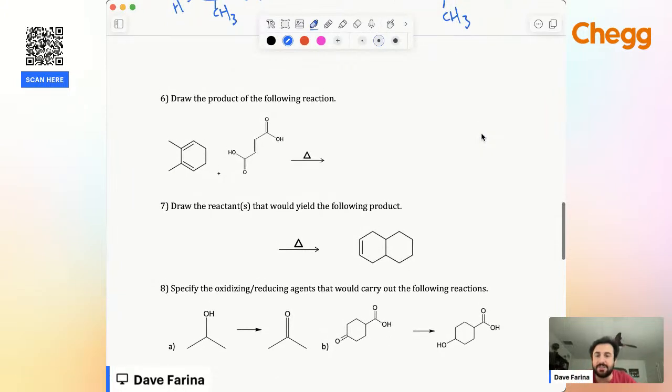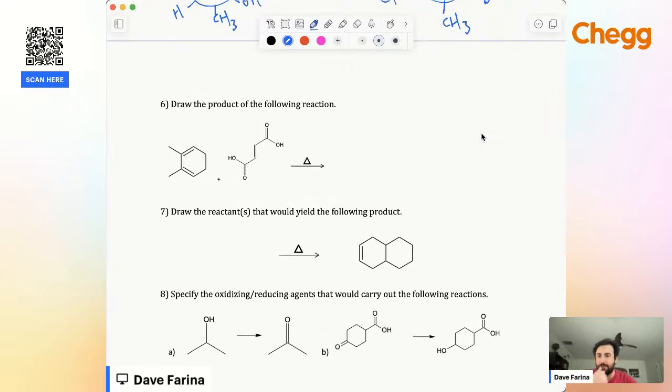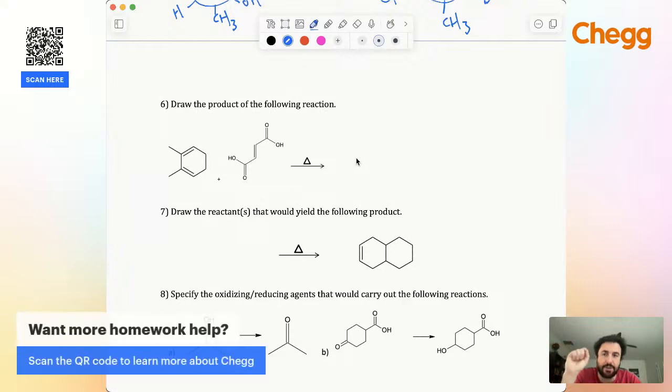Somebody asked about Diels-Alder. Let's do a couple of Diels-Alders here. Diels-Alder is very important. Eventually, you learn about electrocyclization reactions, and Diels-Alder is the classic electron rearrangement reaction here.